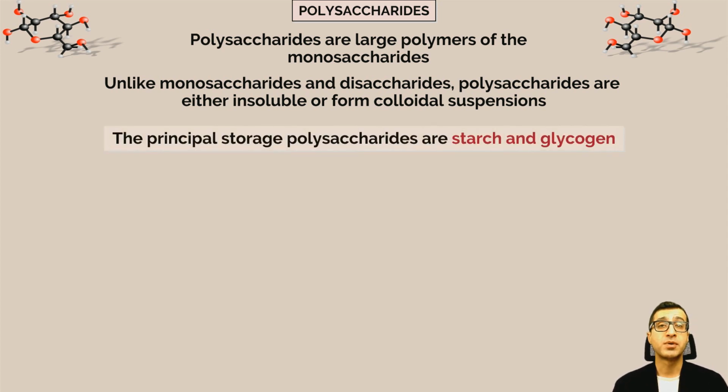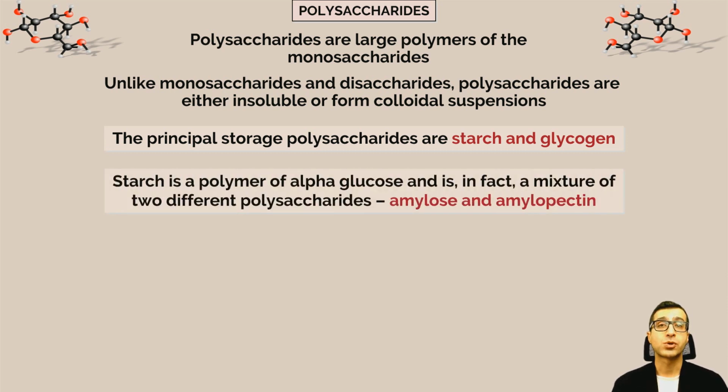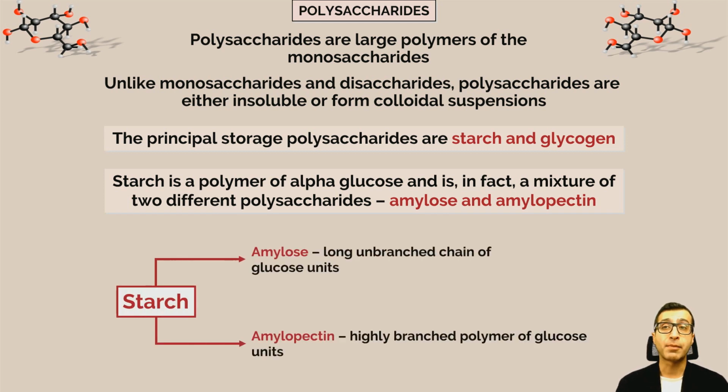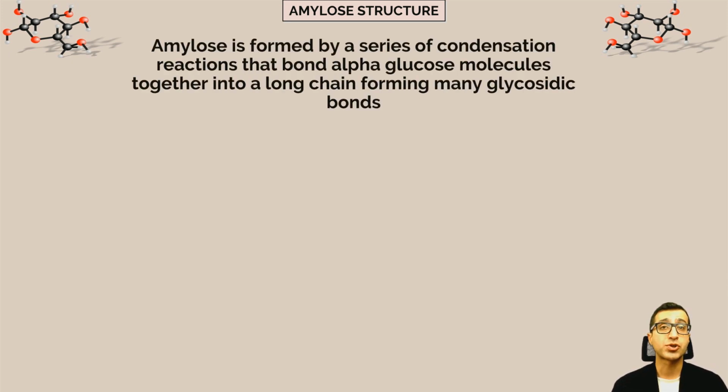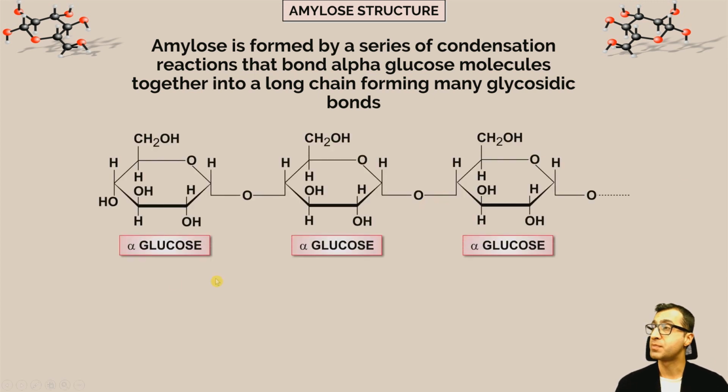And starch is a polymer of alpha glucose and is in fact a mixture of two different polysaccharides, amylose and amylopectin. So as we said before, starch is composed of a mixture of these two different types of polysaccharides. So amylose forms these long unbranched chains of glucose units, whereas the amylopectin forms a highly branched polymer made up of glucose monomers. So amylose is formed by condensation reactions, which bonds the alpha glucose molecules together in a long chain with these glycosidic bonds as being shown here.